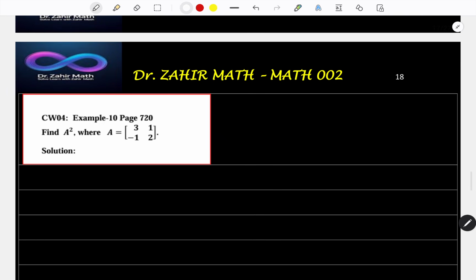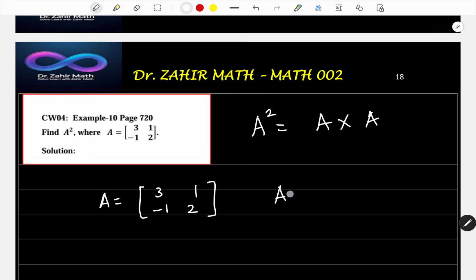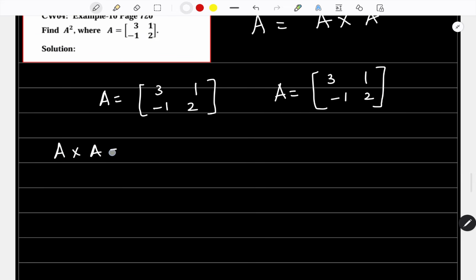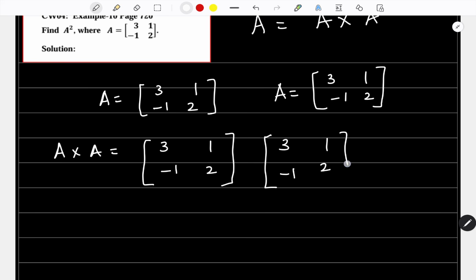So we are going to the next question. Find A square. What do you mean by A square? A square means A multiply A. That's the meaning of A square, right? So take this matrix A, which is equal to 3, 1, minus 1, 2. And again you take the matrix A, which is 3, 1, minus 1, 2. So we are going to multiply A multiply A, which is equal to 3, 1, minus 1, 2 and then multiply 3, 1, minus 1, 2. First I'll teach you how to get the answer in the calculator.